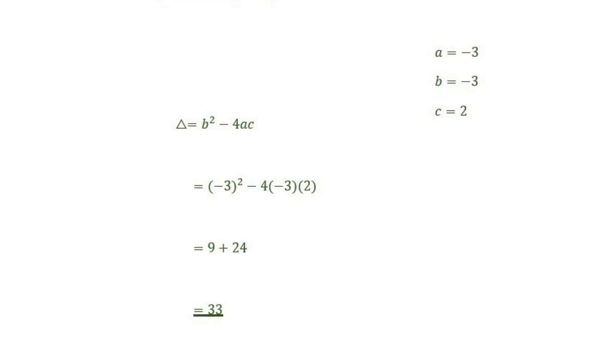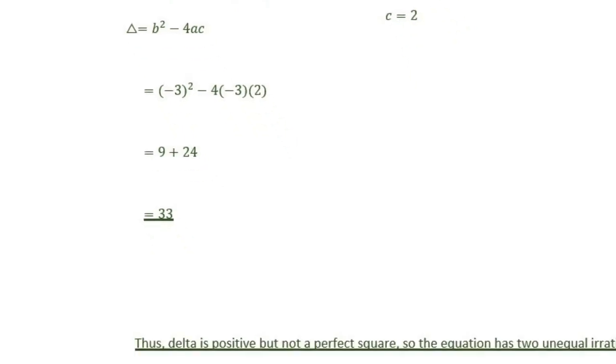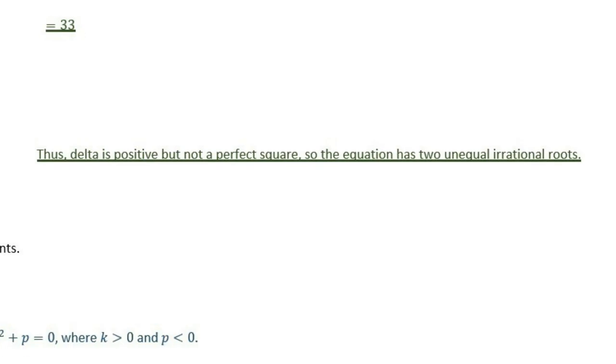Then the discriminant, equal to b squared minus 4ac, leaves us with -3 all in brackets squared minus 4 times -3 times 2, or 9 plus 24, which is 33. Unlike the previous number, positive 33 cannot be written as something squared, as a rational number squared. So delta is positive but not a perfect square, so the equation has two unequal irrational roots.